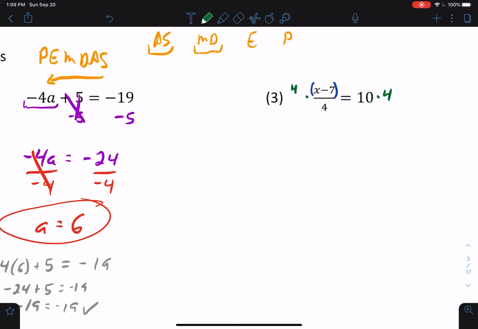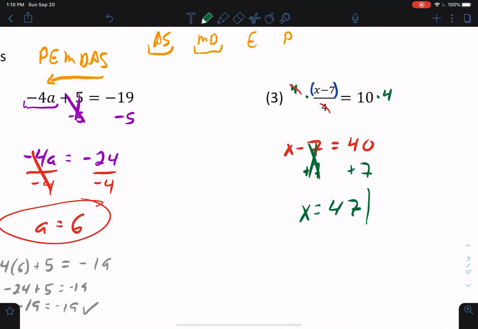At this step, it's very important: do not distribute that 4. The whole reason that we're multiplying both sides by 4 is so that the 4s cancel out, leaving me just with x minus 7, equals 10 times 4, which is 40. Do not distribute that, because the whole purpose is so that it cancels out, so that the 4 goes away. It goes to the other side. Next, the last step to get that x by itself, I need to add 7 to both sides. So I'll get x equals 47.